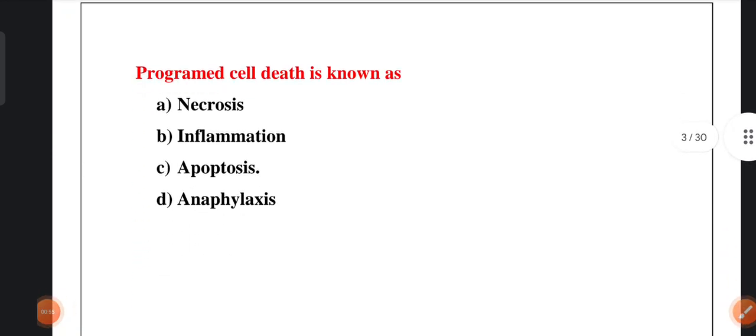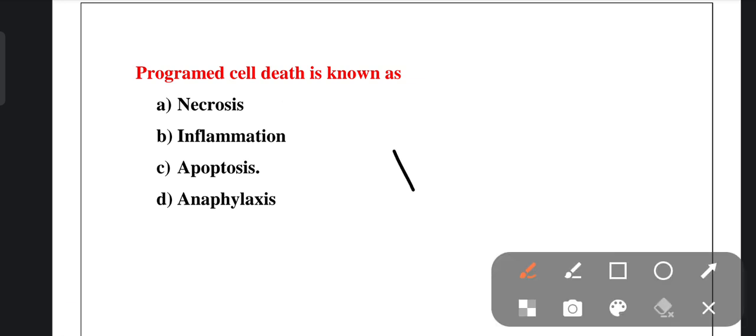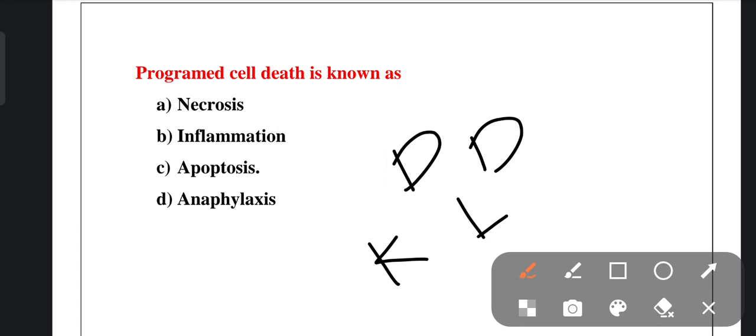So the next question is, programmed cell death is known as. Commonly in the case of disease or any damage, there is a kill or lysis of the cell going on. So here I am asking about programmed cell death. By the name itself, programmed is nothing but the cell itself, by the normal physiological function only, is going to die. That is called. Options are necrosis, inflammation, apoptosis, and anaphylaxis.